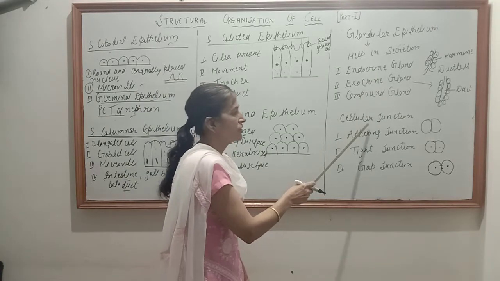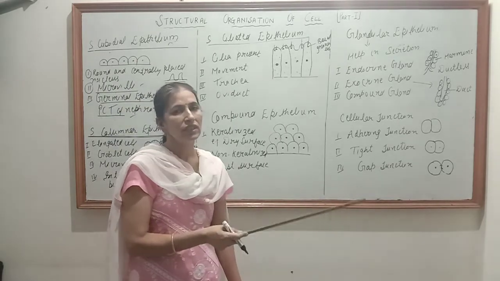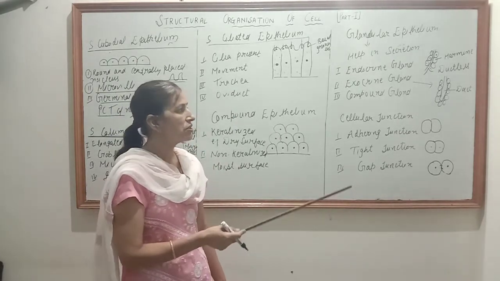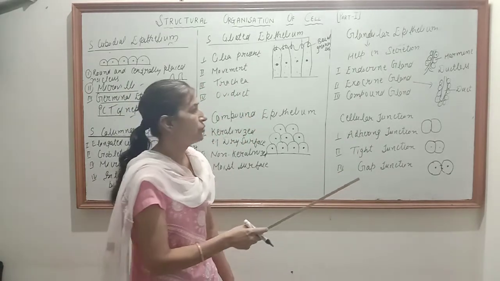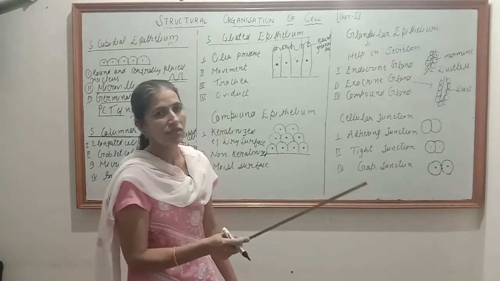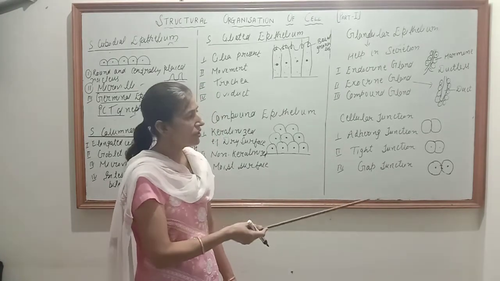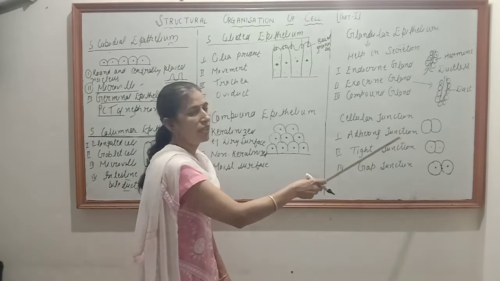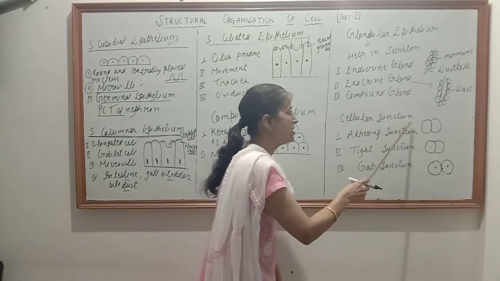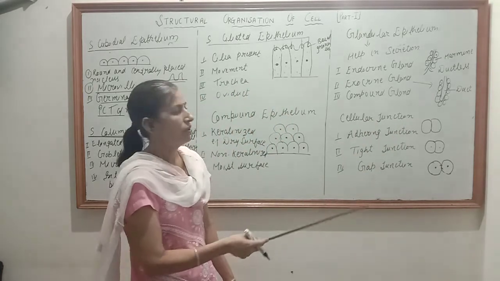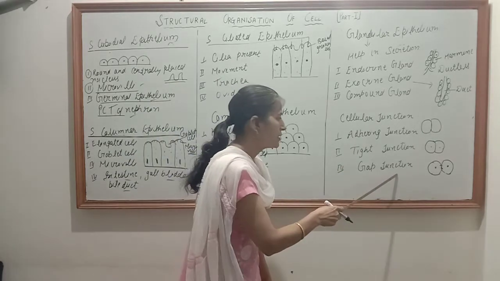Next is about cellular junctions. Now the question comes, how are the different cells interacting with each other, how are they connected to each other? So there are junctions present between the different cells which are known as intercellular junctions or cellular junctions. These junctions are the structural and functional link between two cells because material is transferred only through these junctions. These junctions again are of three types. One is adhering junction, second tight junction, and third is the gap junction.